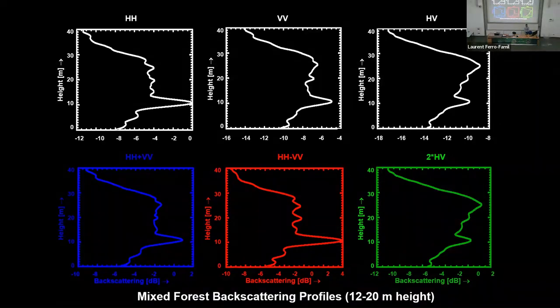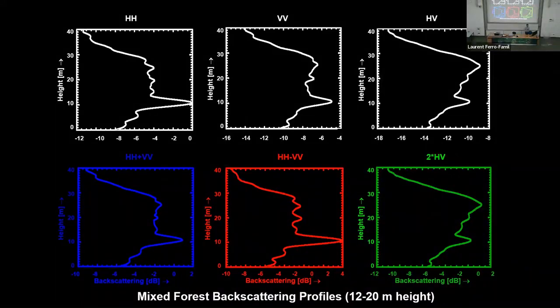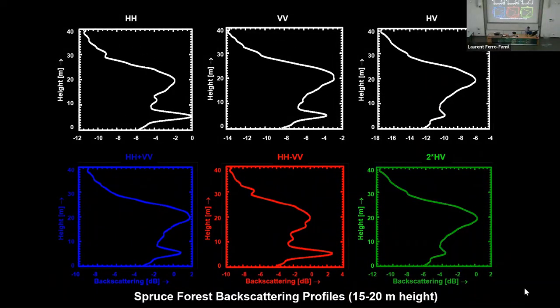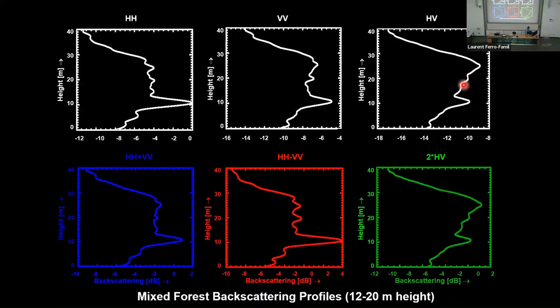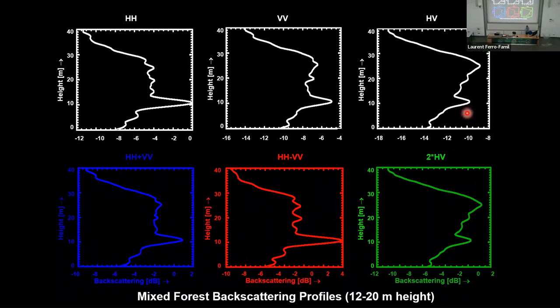So that's a different stand. It's a forest stand which is shorter. And it's again the same game, of course, but can you see the difference here? For instance, take HV. So this is what you have in HV. Here you have a difference between the ground and the volume. Here it's around 4 dBs. And here you don't have even these 2 dBs.